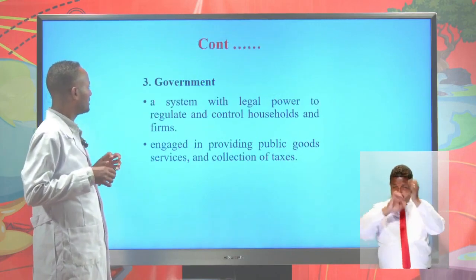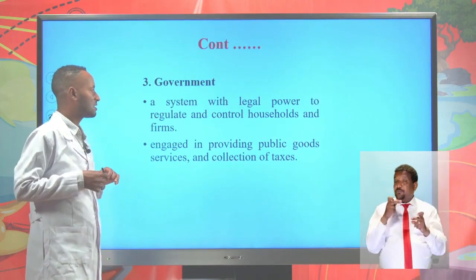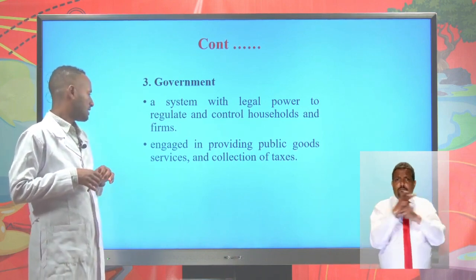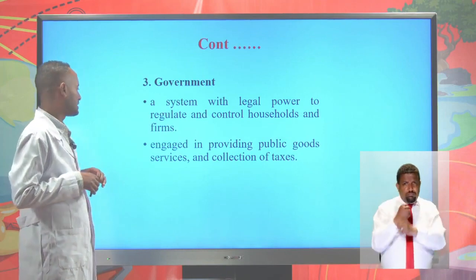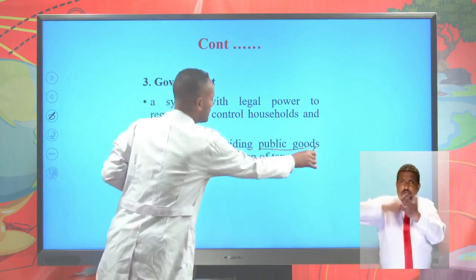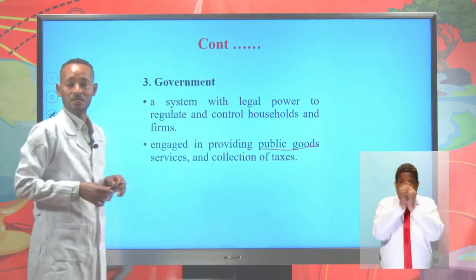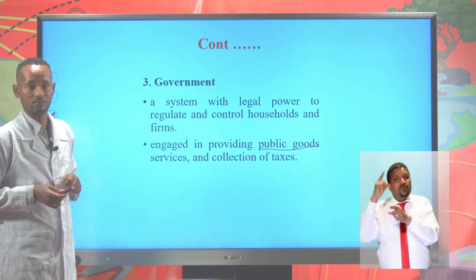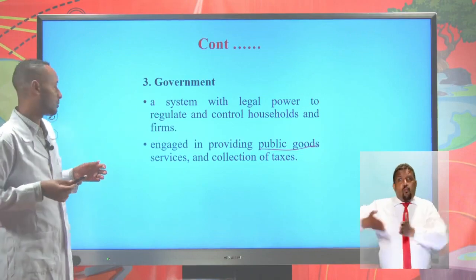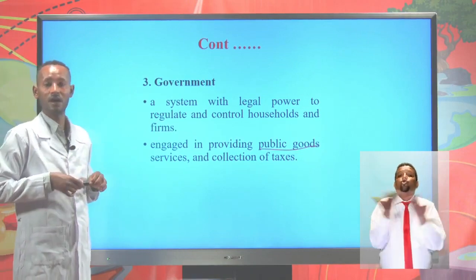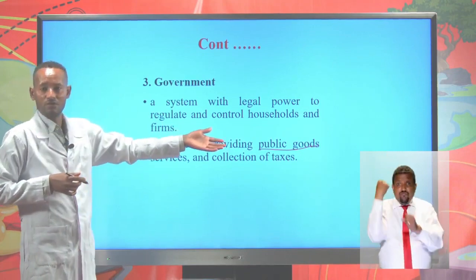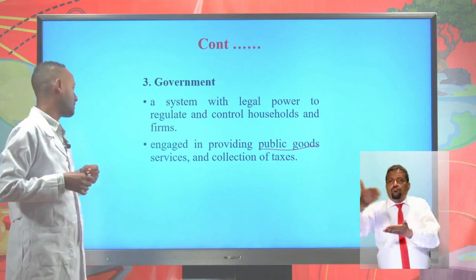And the third economic agent is government. Government is a system with legal power to regulate and control households and firms. Government is engaged in providing public goods and services and collection of taxes. Public goods and services are those goods and services that we use together, but nobody is expected to make payments, like schools, health centers, highways. All these are public goods and services that are provided by the government, and government is engaged in collecting taxes from individuals, households, and businesses.